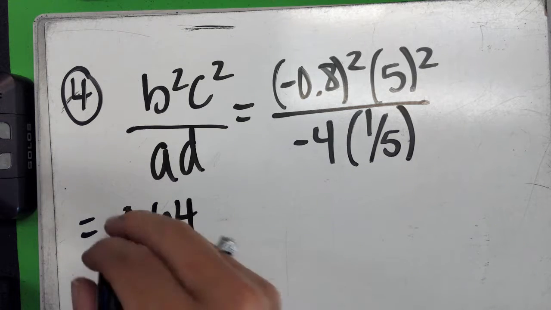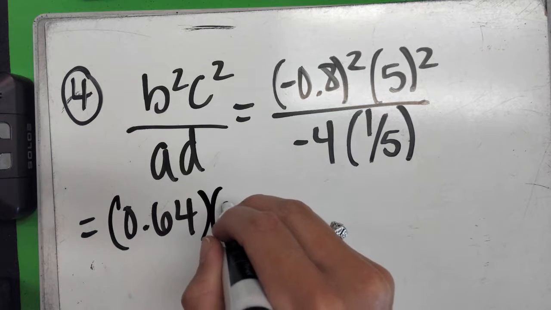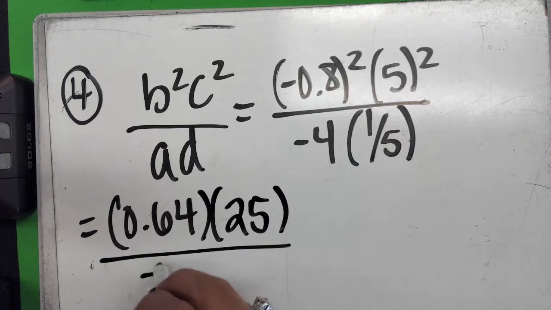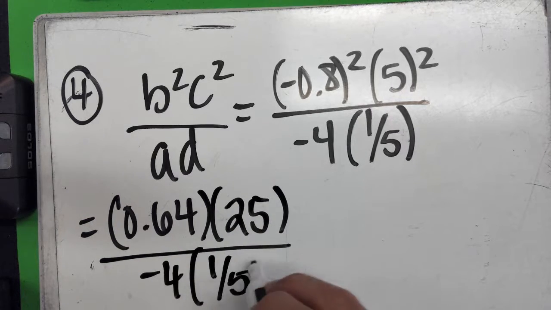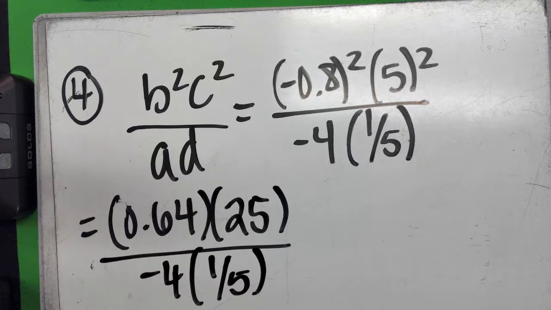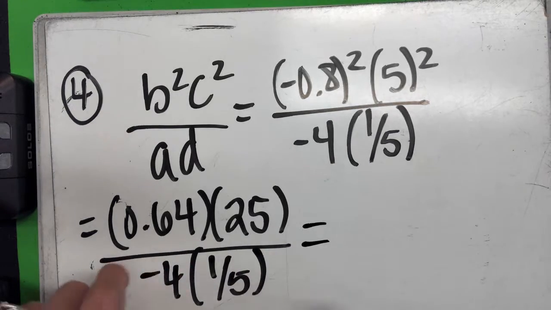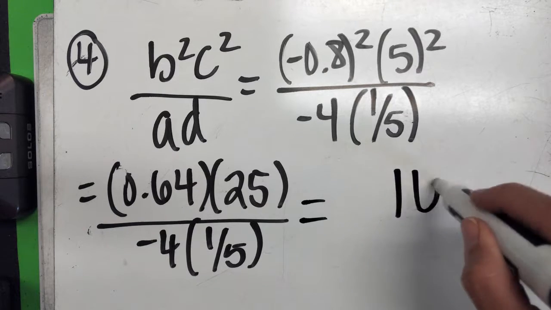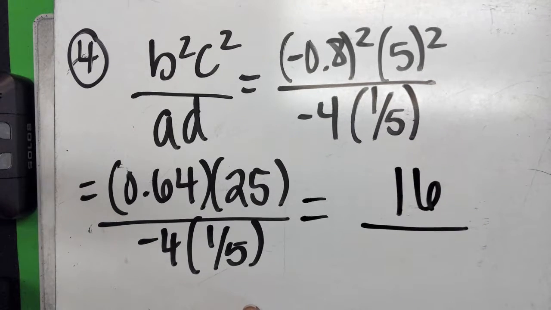Alright, moving on. 5 squared is 25. And we got -4, 1 over 5 over here. Alright, so we did parentheses, exponent. Next is what? Multiply. Good. So the top, when we multiply 0.64 times 25, tell me what you got. 16? Okay.